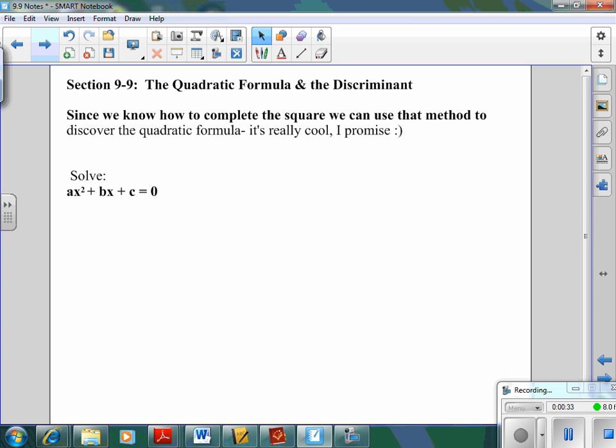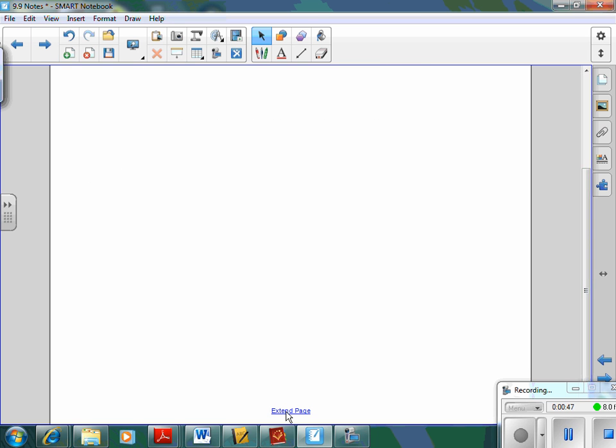Speaking of completing the square, since we know how to do that, we can use that method to discover what the quadratic formula actually is. If you already know what it is, awesome. But this is pretty cool that we can prove this gigantic formula together.